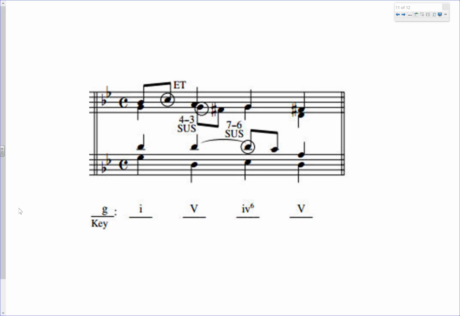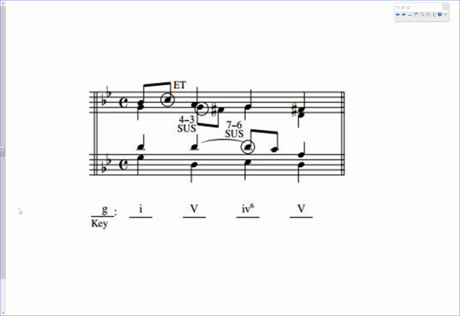In this example, in the key of G minor, we see that we have a 4-3 suspension in the alto and a 7-6 suspension in the tenor. We also have an escape tone. Remember, escape tones are approached by step, then resolve by leaping, typically in the opposite direction, to a chord tone. So the escape tone occurs in the soprano, 4-3 suspension in the alto, and 7-6 suspension in the tenor.